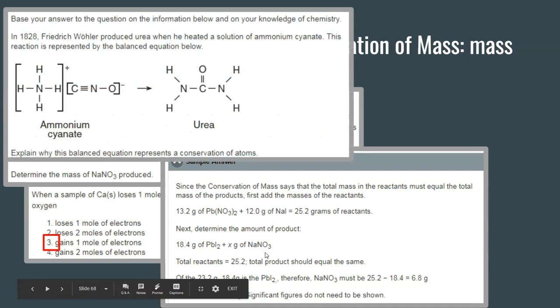Next question. In 1828, Friedrich Wöhler produced urea when he heated a solution of ammonium cyanate. This reaction is represented by the balanced equation below. Ammonium cyanate yields urea. Explain why this balanced equation represents a conservation of atoms.